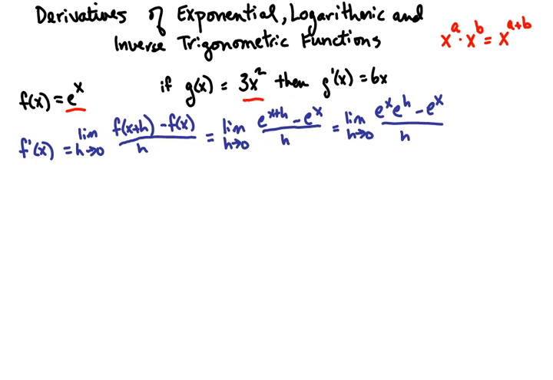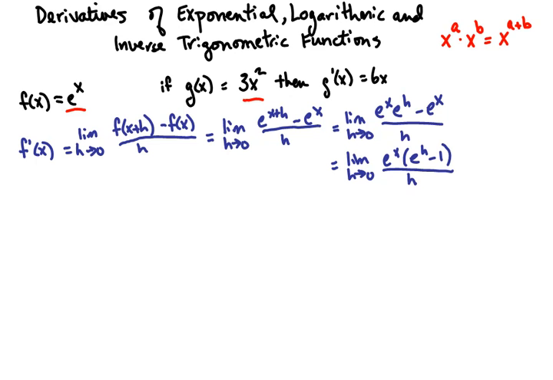And from this we get the limit as h approaches 0 of e to the x times e to the h minus e to the x over h. And you might be able to see that we can factor out an e to the x here, and we're left with an expression such as the limit as h approaches 0 of e to the x times the quantity e to the h minus 1 over h.